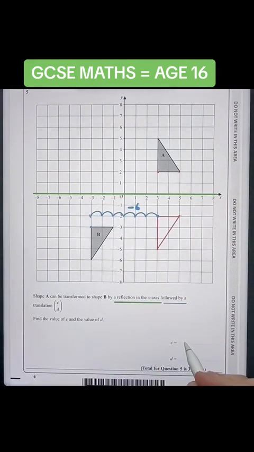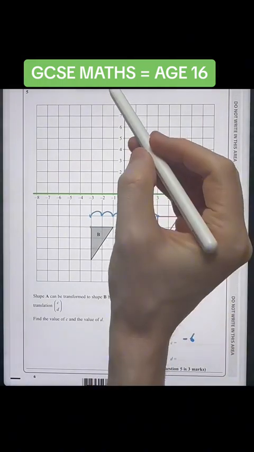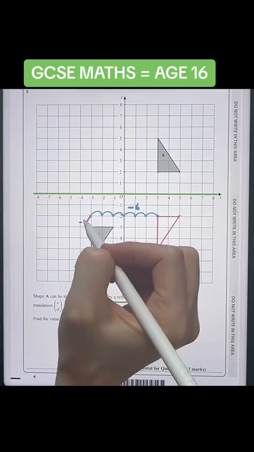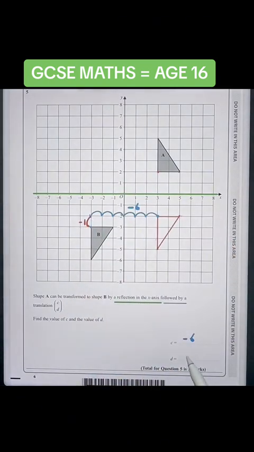That's my value for C. And now look at my y direction. Well, it's come down 1 square, so negative 1 in my y direction. So my D is negative 1.